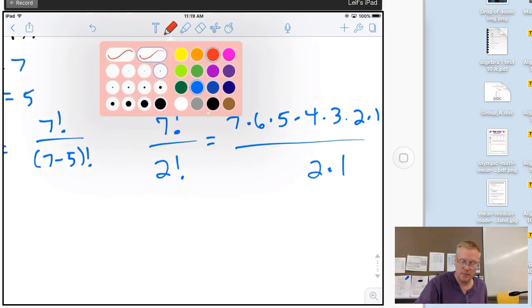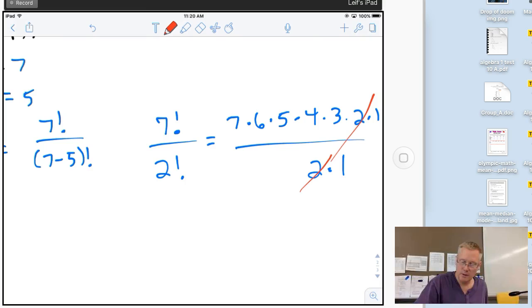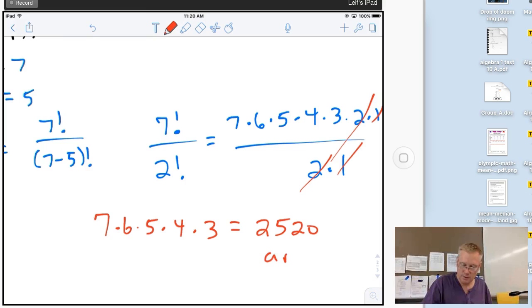Now, there's a nice thing that happens in mathematics: when you have a number in the top of the fraction and a number in the bottom, they cancel out, which means my answer is going to be 7 times 6 times 5 times 4 times 3. And if you punch that into your calculator, you get 2,520 arrangements.